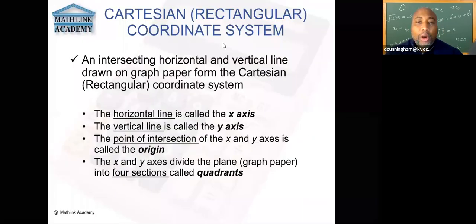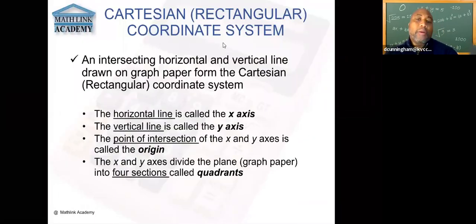The Cartesian coordinate system, or the rectangular coordinate system, is an intersection of a horizontal and a vertical line drawn on a graph paper. So if you want to do this, pause and get a piece of paper and draw a horizontal line and also draw a vertical line. Now the horizontal line is called the x-axis, and we'll talk about it in a minute. And the vertical line is called the y-axis.